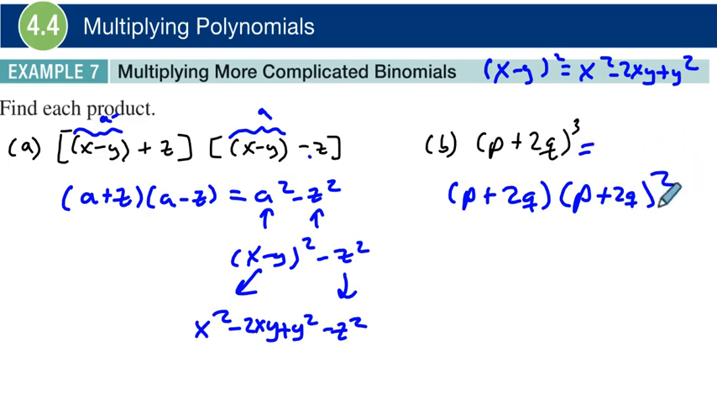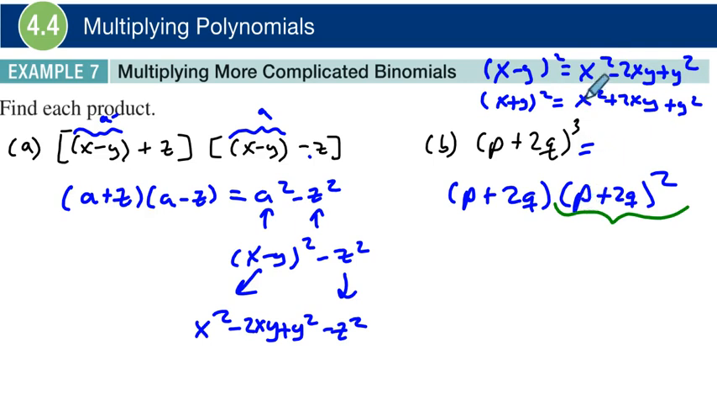The reason I did this is because I want to utilize our binomial squared, meaning x plus y squared is the same thing as x squared plus 2xy plus y squared. We learned that from example number 6. So let's first focus on this part right here and expand it using our binomial squared.